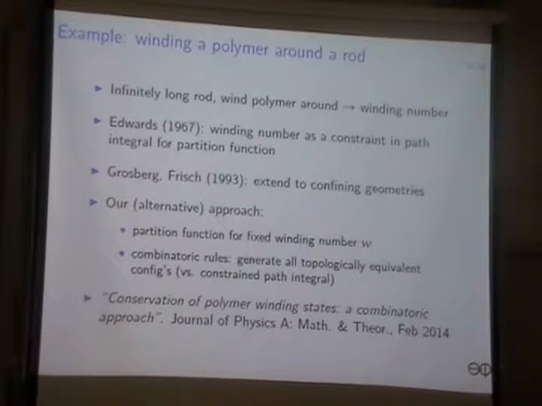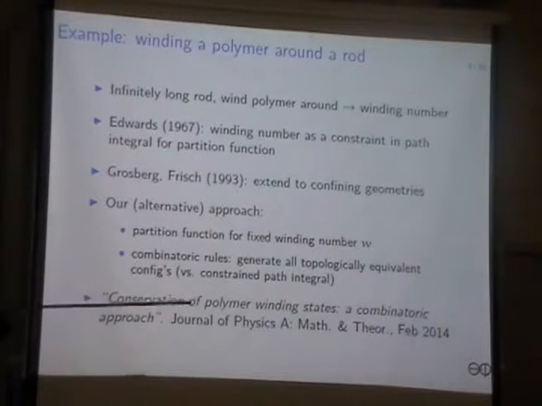So one of the first problems that people solved with these kinds of path integrals was one where, this was actually Sam Edwards who wrote this paper, I think in 1969. He considered an infinitely long rod and then took a polymer and wound it around this rod and closed it. Obviously, how do you classify these configurations? Well, one obvious thing that you could look at is the winding number. So you ask yourself, if I wind it around once and I close it, how is this different from winding it around twice and closing it?